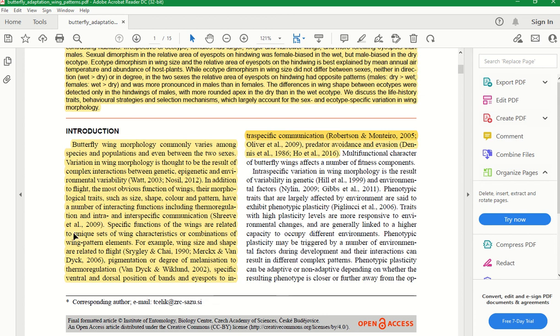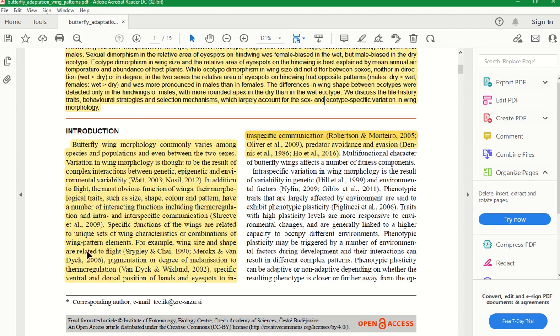Specific functions of the wings are related to unique sets of wing characteristics or combinations of wing pattern elements. For example, wing size and shape are related to flight, pigmentation or degree of melanization to thermoregulation, specific ventral and dorsal position of bands and eye spots to intraspecific communication, predator avoidance and evasion. All right, so it's a very long sentence. We're going to break it down a little bit here because it's a very important sentence. So they're giving examples of what they're talking about here.